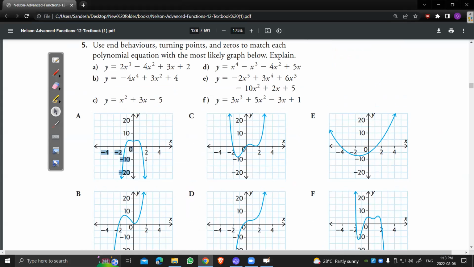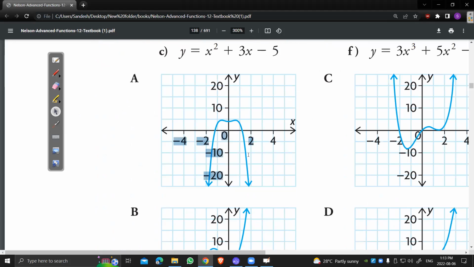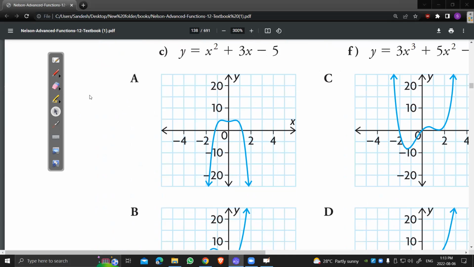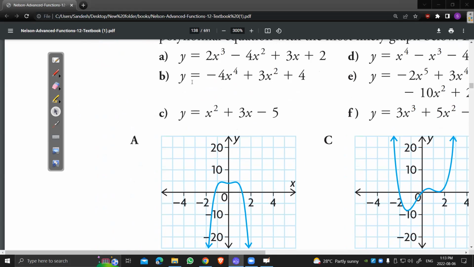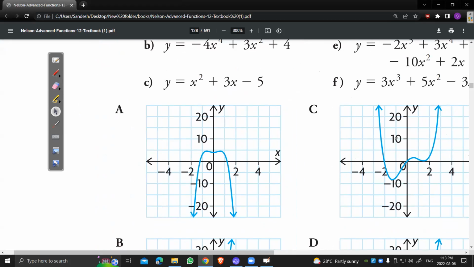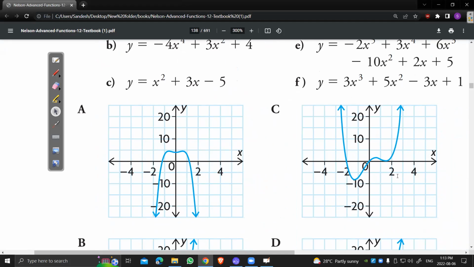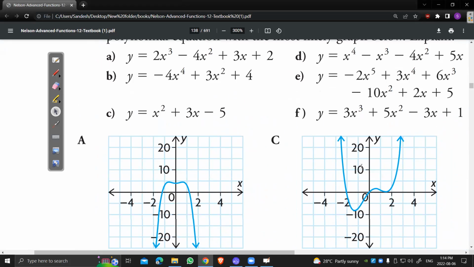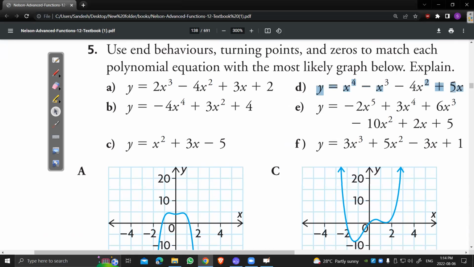Here, tell me this one. What's the degree of this function? What could be the potential degree? 4. Exactly. Opening up or down? Down. So that means the leading coefficient is going to be negative, so A must be B. Like C, if you look at C, this is also a degree 4 polynomial. We did this last time. This has a minimum here. It's opening up, so it's a degree 4 polynomial opening up. Leading coefficient is positive. The answer for this is D.